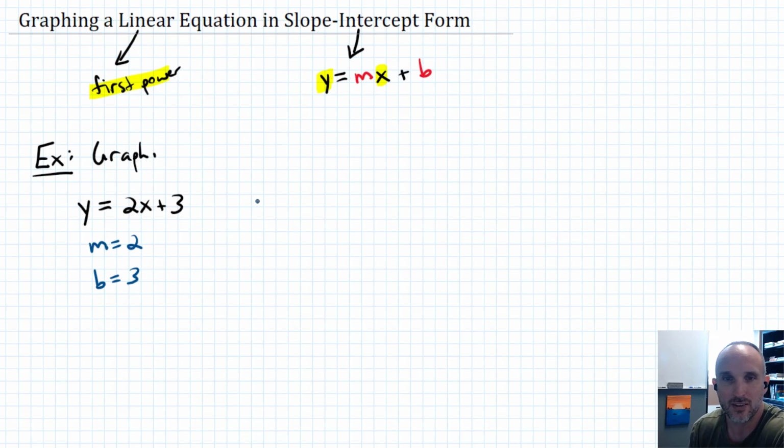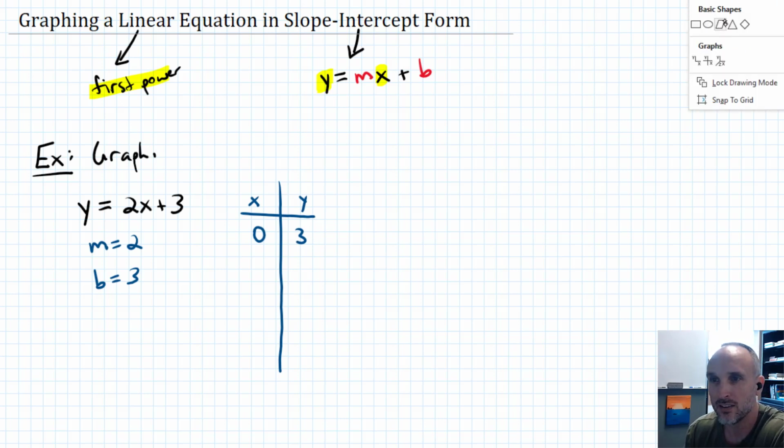Well, a simple way to get a feel for graphing anything is to create a table of x values and y values, a table of ordered pairs that make the equation true. An easy way to do that is to plug in points. Like I could plug in 0 for x. Well, if x is 0, then y is 2 times 0, which is 0, plus 3. So y would be 3.